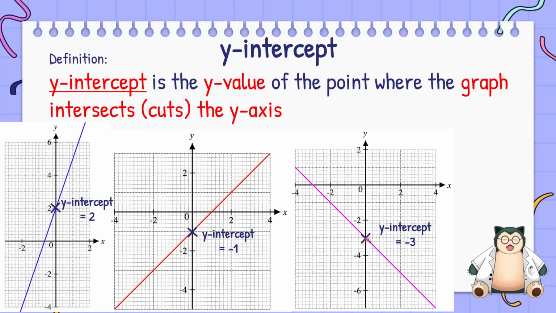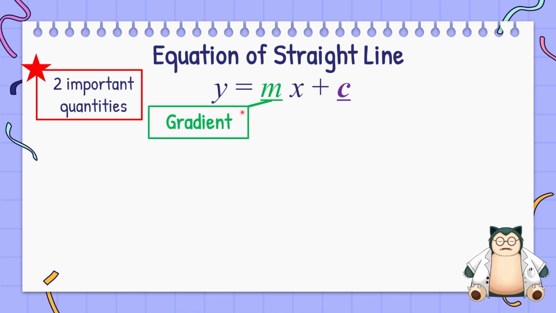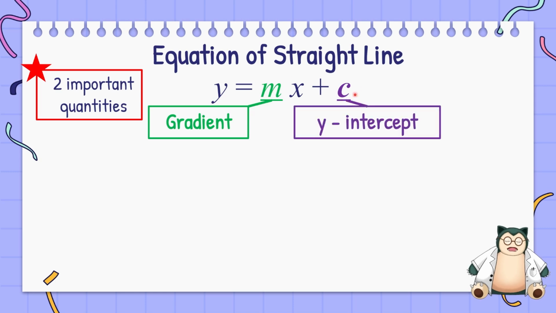This is clearly much simpler than gradient, but equally as important. Because next, we're going to learn the equation of a straight line. This is the second formula that you need to remember: y = mx + c. What is m and what is c? m represents the gradient of the graph, basically the value we calculated just now, as well as c. c represents the y-intercept of the graph, the y value at which it intersects the y-axis.